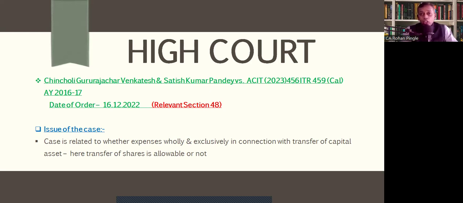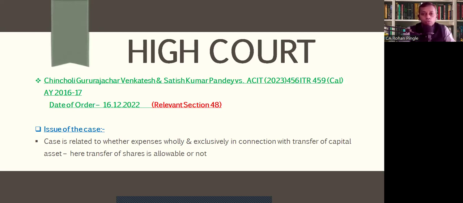Let's understand the issue of the case. The case is related to whether expenses wholly and exclusively in connection with transfer of a capital asset, here transfer of shares, are allowable or not. That is the issue.